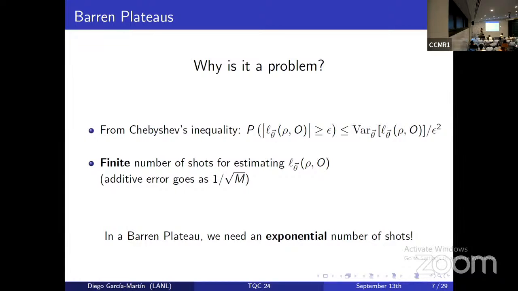But of course, on a quantum computer, we just have a finite number of shots for estimating these expectation values. We have a finite precision. And in particular, the error goes as 1 over the square root of the number of measurements if you're sampling, or 1 over the number of measurements if you do something more fancy like amplitude estimation. But in any case, if you are in a Barren plateau, you need an exponential number of shots to actually resolve these problems and see any deviation from 0, which of course you cannot do when the system size scales.